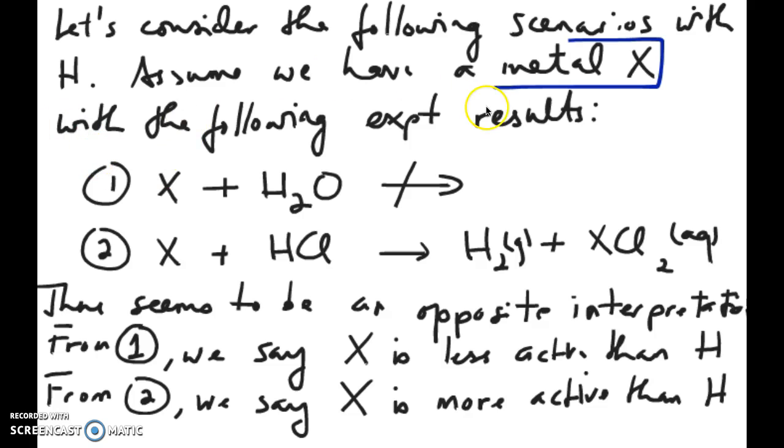It's possible, for example, that you take a metal X and you mix it with water and you see no reaction. And then you mix it with HCl and you see a reaction producing hydrogen gas and metal chloride. So then how would you interpret this result? Because when you look at the first one, it seems to say that X is less active than H because there's no reaction. But then the second one seems to indicate that X is more active than H because there's a reaction.